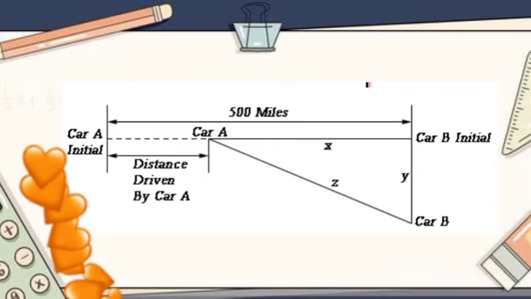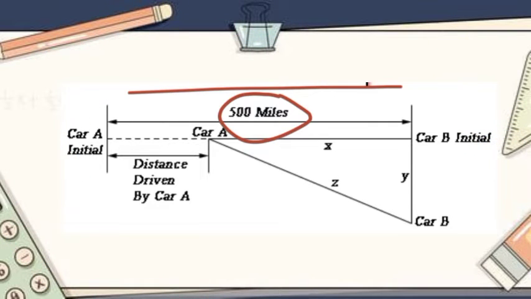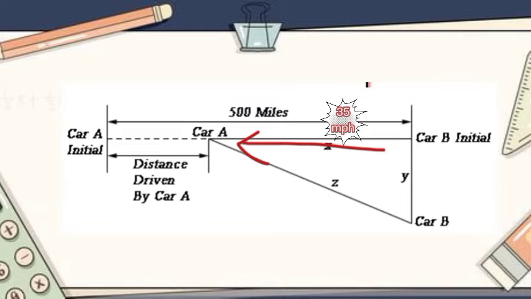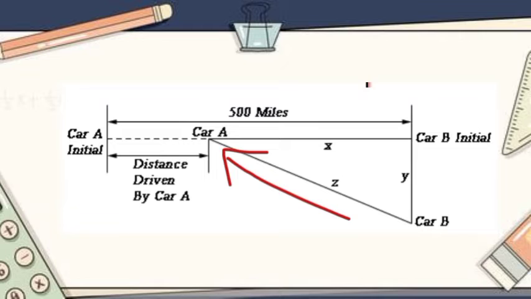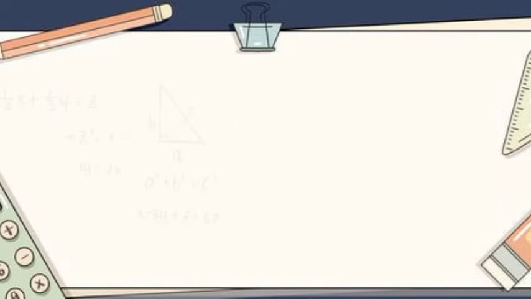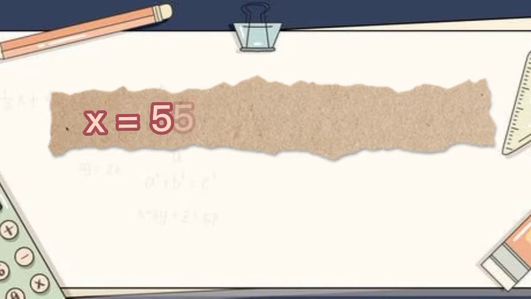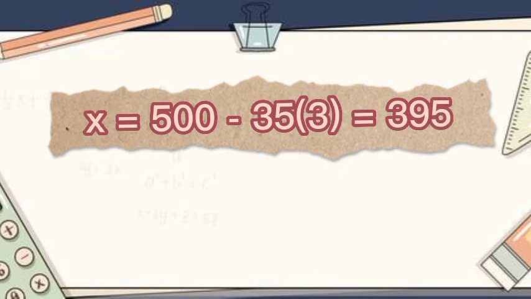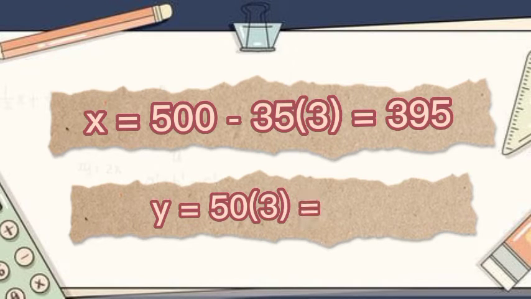The first thing to do here is to sketch a figure showing the situation. In this figure, Y represents the distance driven by car B and X represents the distance separating car A from car B's initial position, and Z represents the distance separating the two cars after 3 hours driving time with the following values of X and Y. To get the value of X, we need to subtract 35 times 3 from 500, which is equal to 395. And to get the value of Y, we need to multiply 50 times 3, which is equal to 150.